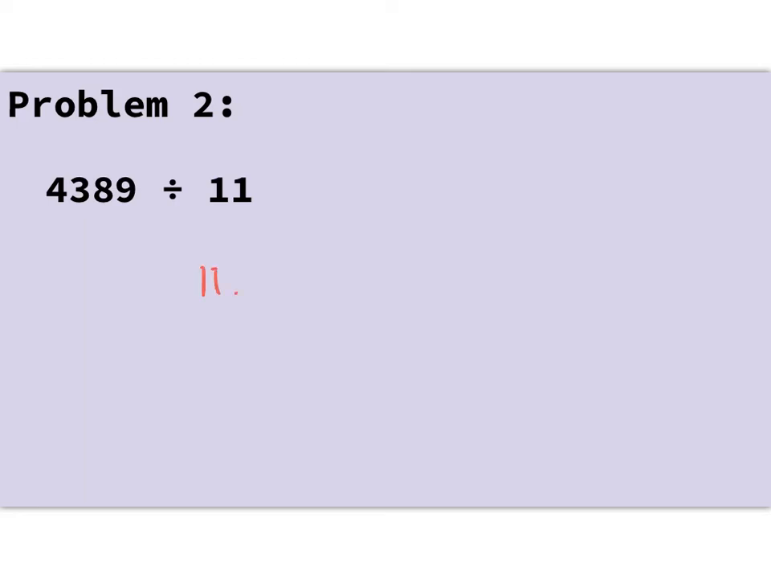It goes outside the house, 4389. So 11 goes into 43. Can't go into 4. It has to go into 43 3 times. We got 33. We subtract. We get 10. 10 is smaller than 11, so that's good.